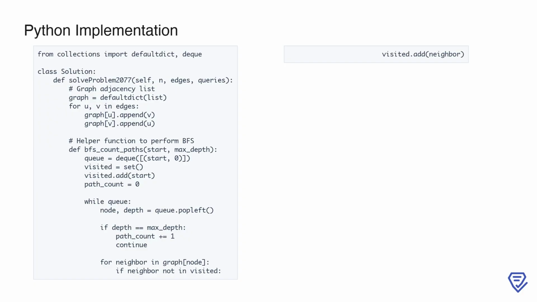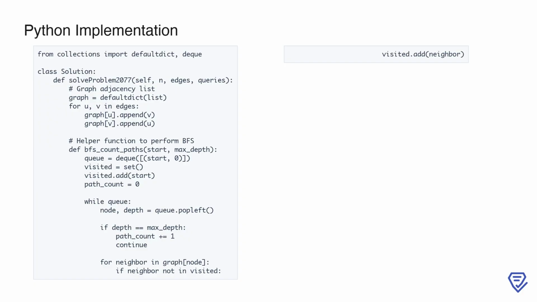Inside the BFS function, we initialize the queue with the starting node at depth 0, mark the starting node as visited, and set up a counter to track the path count. As we process each node in the queue, we check if the current depth matches the maximum depth specified. If it does, we increment the path count and skip further exploration for that branch. Otherwise, we loop through the neighbors of the current node.